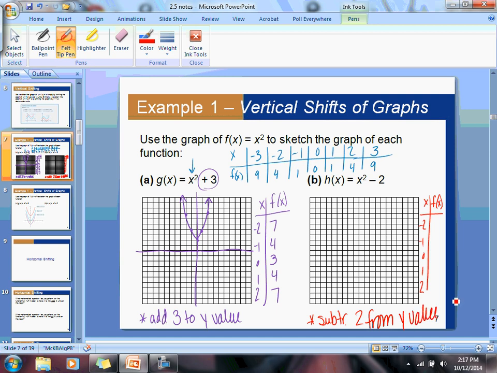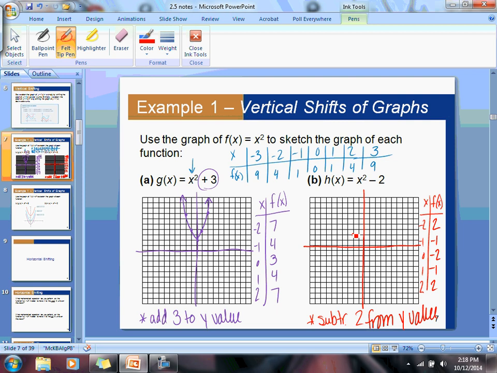My original -2 y value is 4, so now I'll do 4 minus 2 is 2. My original -1 value was 1, minus 2 is going to be -1. 0 is going to be -2. And then the pattern will repeat because it's a parabola. So again, if I graph this, it should move that parabola down.